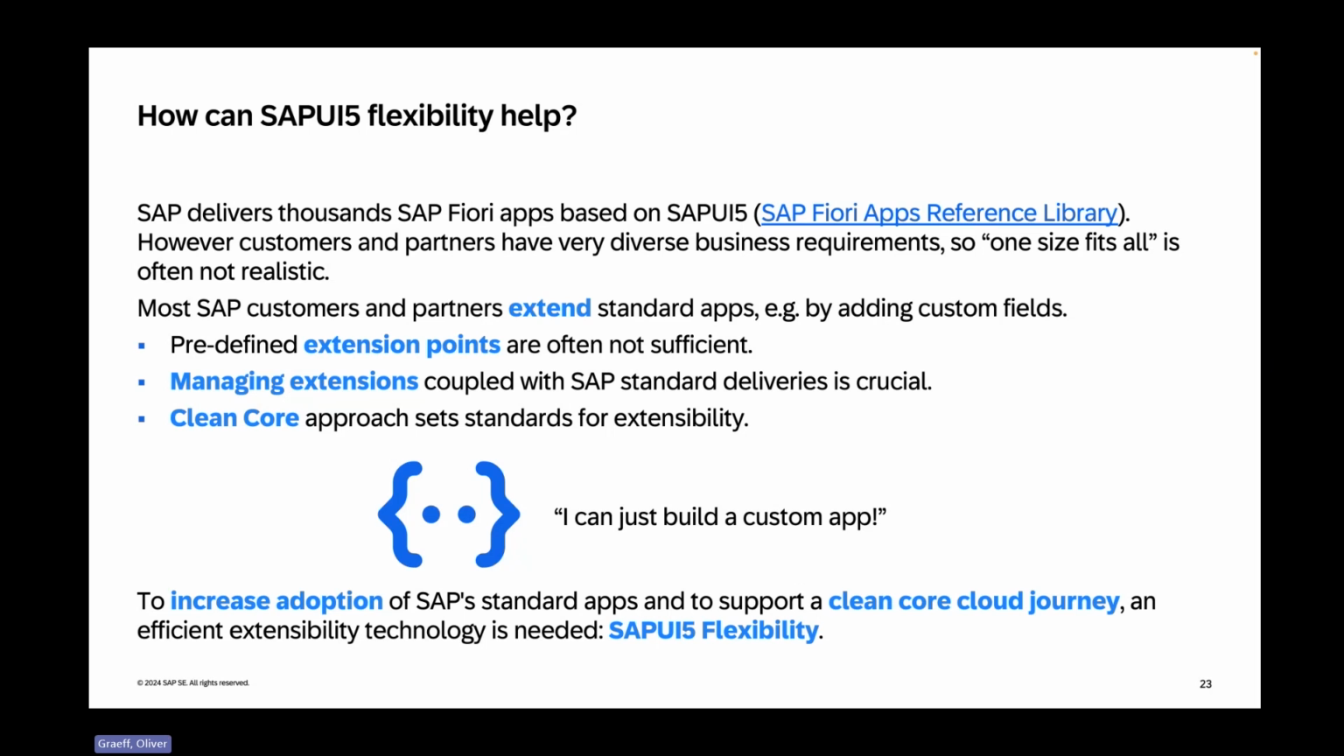Or another scenario, you are, for example, using ECC on-prem, and you have a lot of Z coding in there, a lot of custom coding, maybe even modifications of the standard. And moving those to the cloud would help you on your journey to cloud solutions, for example, SAP S/4HANA Cloud. And SAP UI5 flexibility is exactly the technology helping you with that.